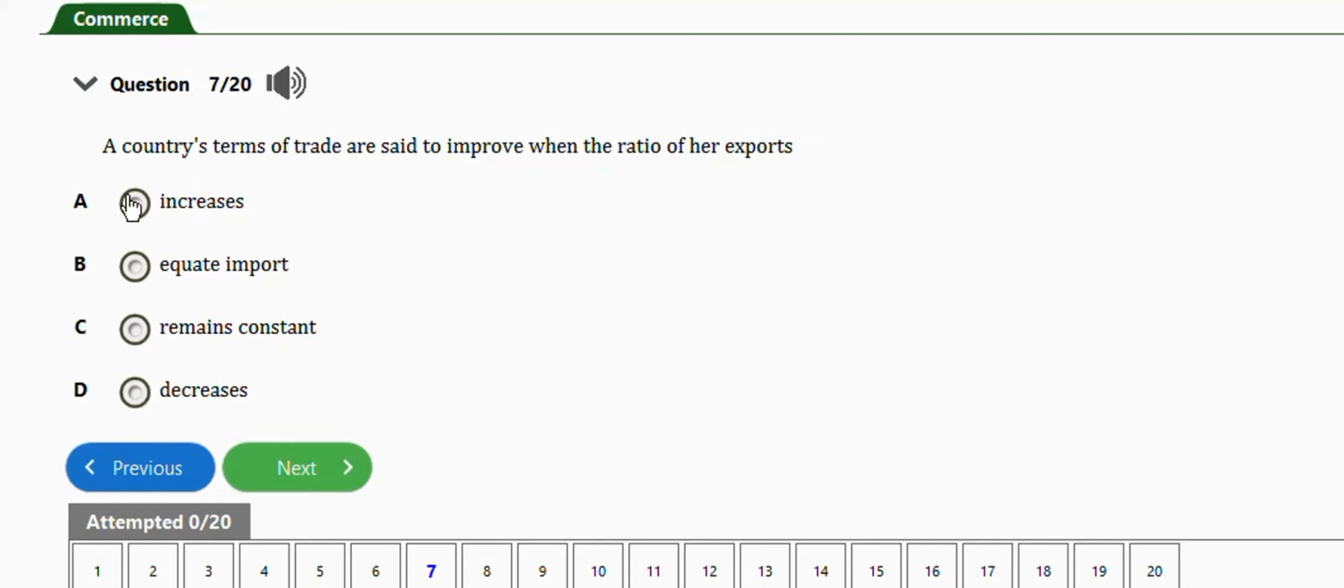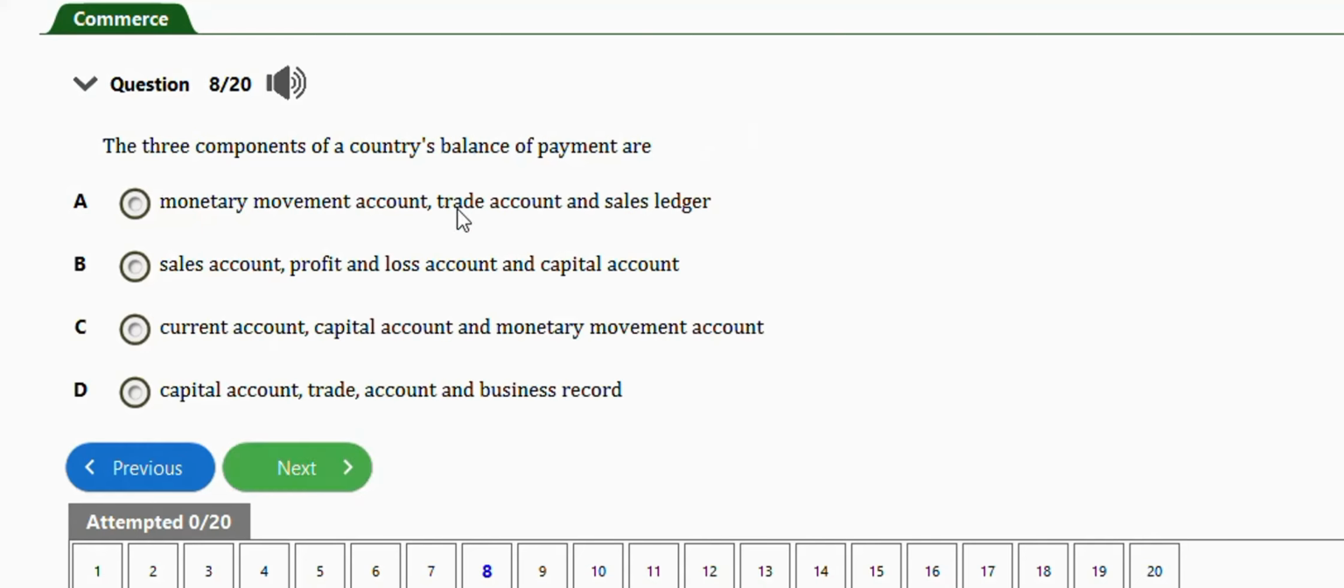Next question, this one, it says a country's terms of trade are said to improve when the ratio of her exports increases, option A. Next question, it says the trade components of a country's balance of payment are. So the right answer to this question is option C. Okay, current account, capital account, and monetary movement account, option C.